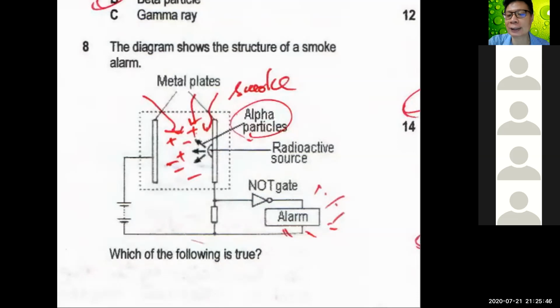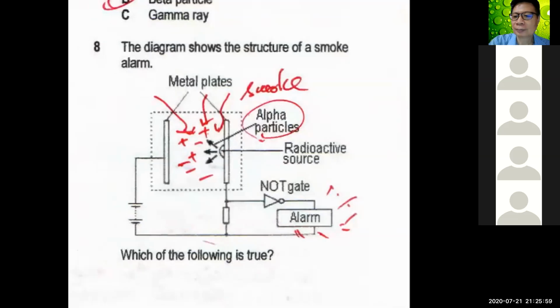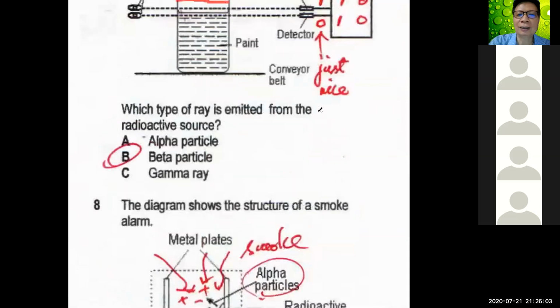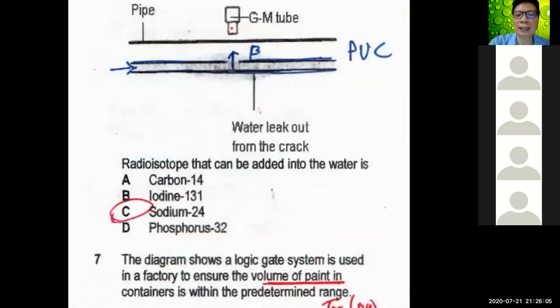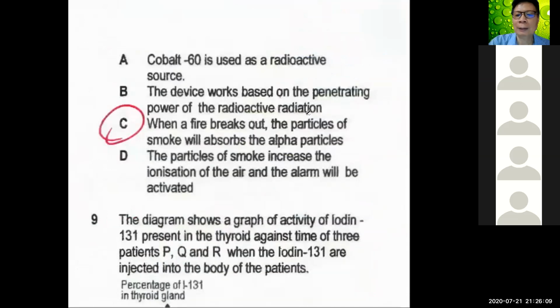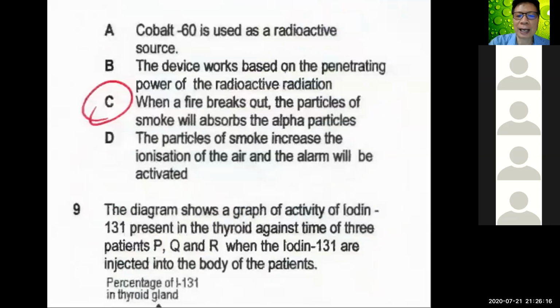Okay, so which one is the answer? A, B, C, D. Which one is the answer? C. Yes, correct. The answer is C. When a fire breaks out, particles of smoke will absorb the alpha. Okay, C. Now number 9.